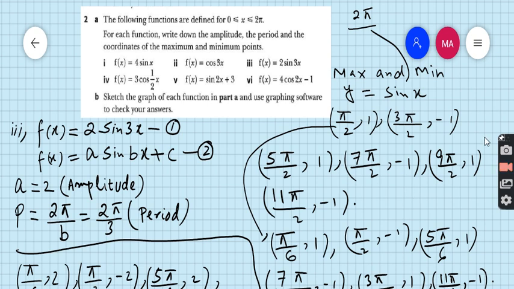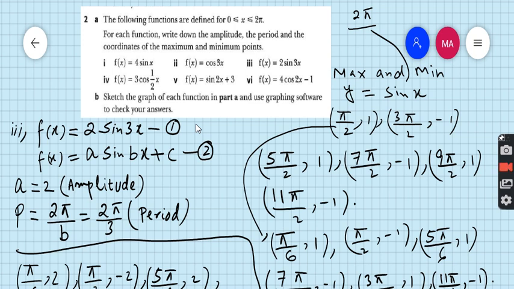What is part 3? f(x) is equal to 2 sin 3x. You can see f(x) is equal to 2 sin 3x, and the requirement of the question, I am reading again, is: the following functions are defined for 0 to 2 pi. For each function, write down the amplitude, the period and the coordinates of the maximum and minimum points. Part 3, f(x) is equal to 2 sin 3x.